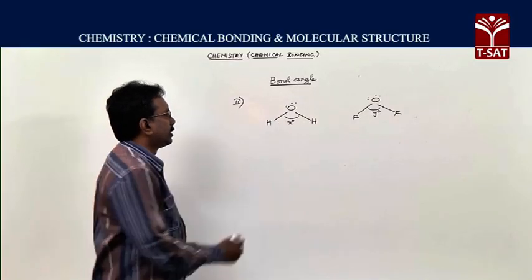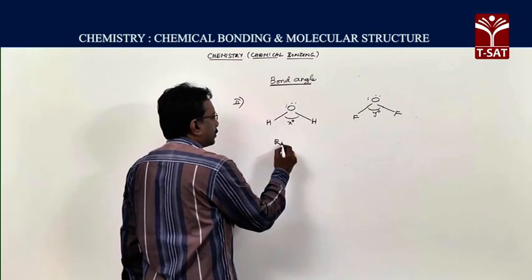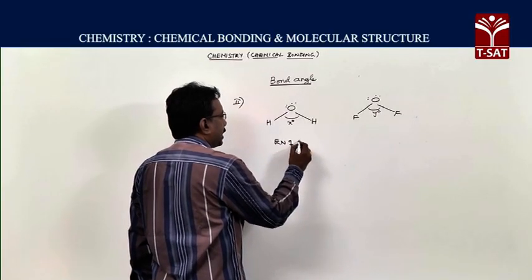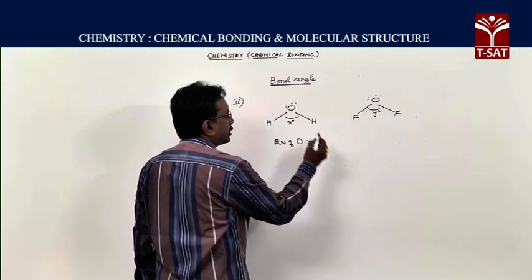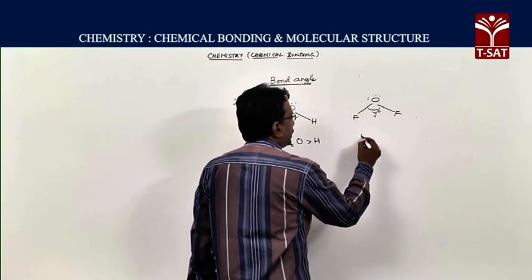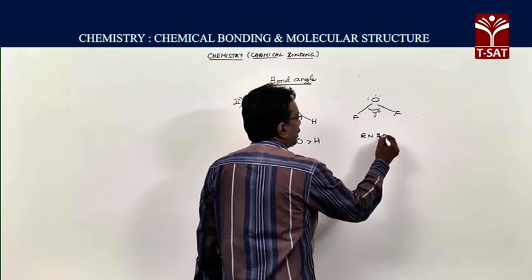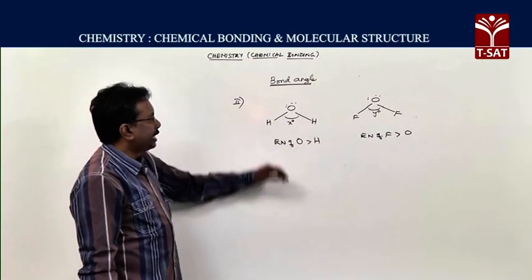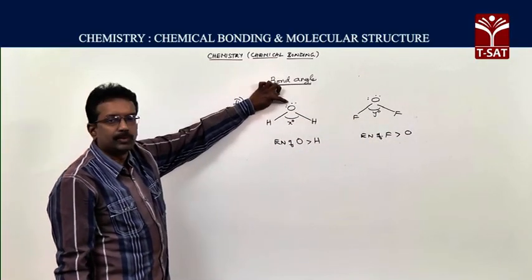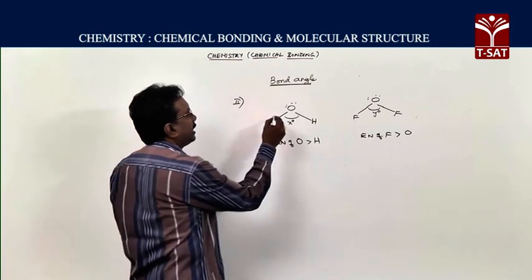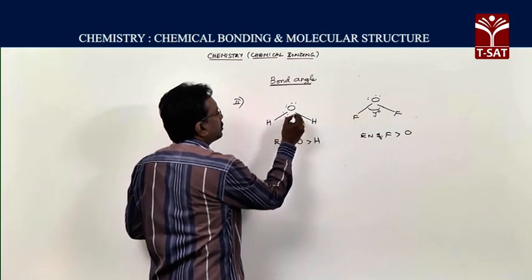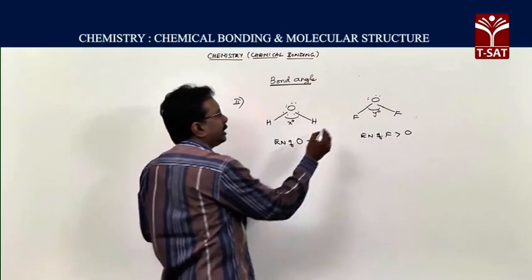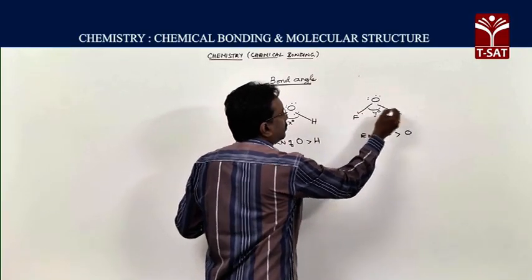Here in the H2O molecule, the electronegativity of the central atom is more than that of the surrounding atoms. But here, the electronegativity of the surrounding atom is more than the central atom. If the electronegativity of the central atom is more than the surrounding atom, definitely bond pairs of electrons move towards oxygen, here away from the central atom.